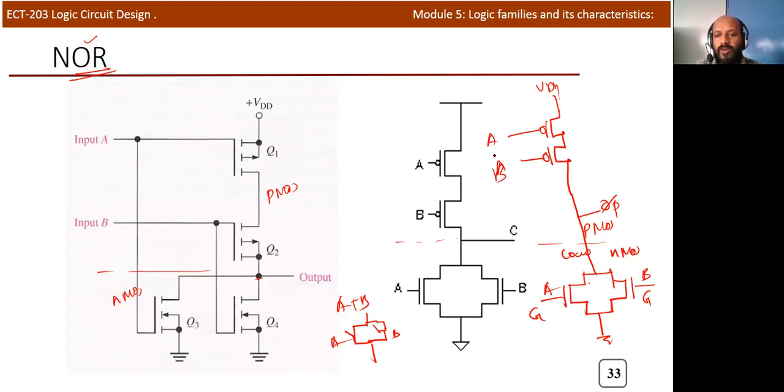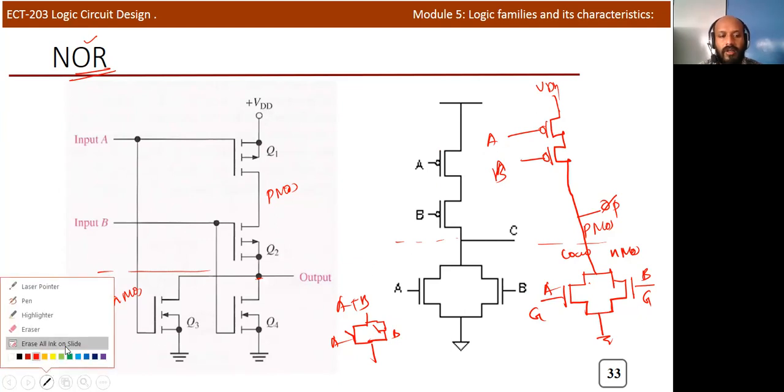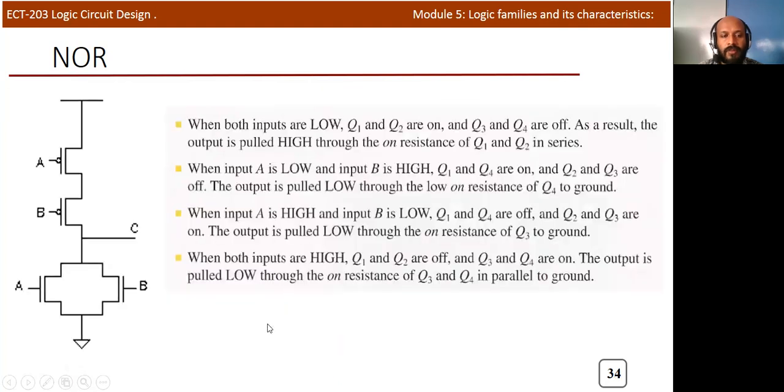Okay. So now this is the structure of the NOR gate. Now we need to discuss the working of this particular circuit. This is transistor Q1, this is Q2, this is Q3, and this is Q4. Now, when both inputs are low, this NOR gate means AB: 00, 01, 10, 11. It is a NOR gate, A plus B the whole bar.